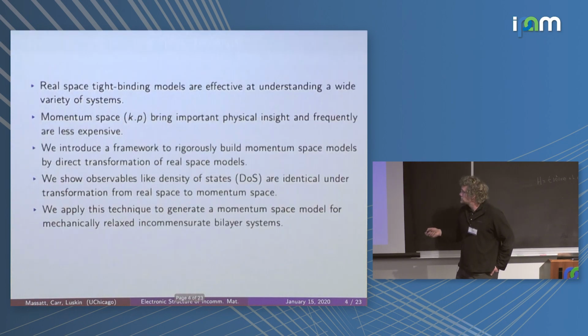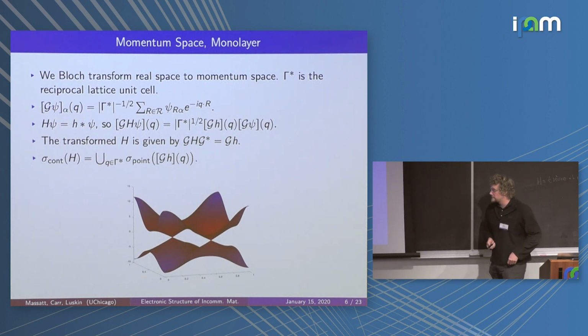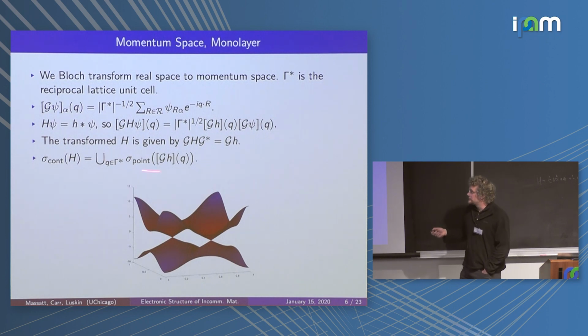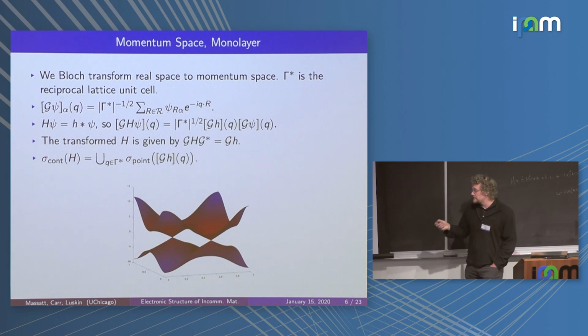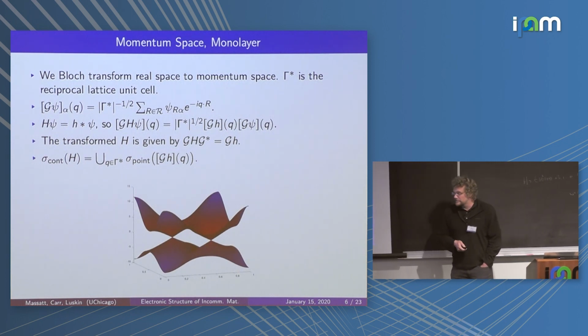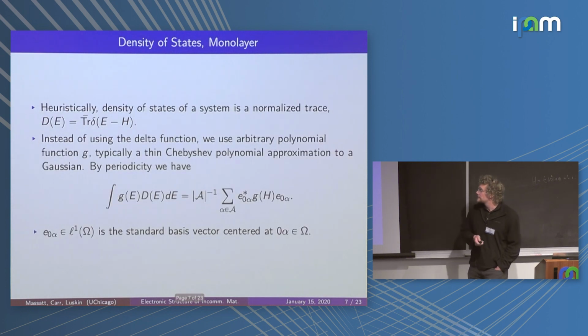And then we know that the spectrum of h, which was a continuous spectrum in the real space case, will become a union of point spectrum over the reciprocal lattice unit cell. So standard Bloch theory. But we've moved from a large matrix where the spectrum is all continuous into a point spectrum where the matrices are very small. And so it's computationally much more effective, and physically meaningful, because here we get the graphene Dirac cone. Okay, so that's the monolayer.